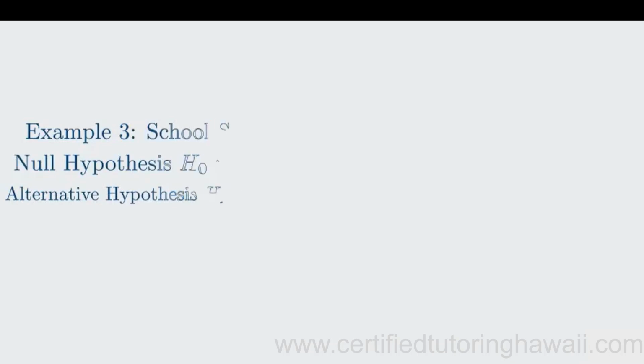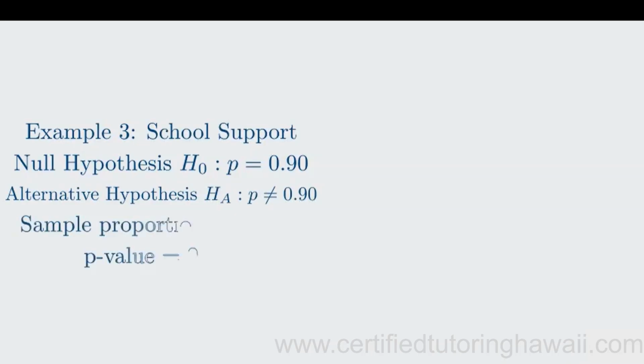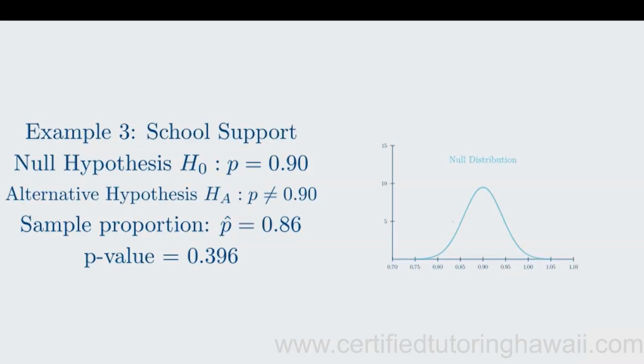For our final example, let's look at a case where the p-value is large. Suppose a high school principal claims that 90% of students support a new dress code. A student journalist thinks the support is actually different than that. The journalist surveys 50 students and finds that 43 support it, which is a sample proportion of 86%. The calculated p-value is 0.396. Here we see a normal curve centered at 0.90. The observed value, 0.86, is very close to the center, leading to large shaded areas in both tails.